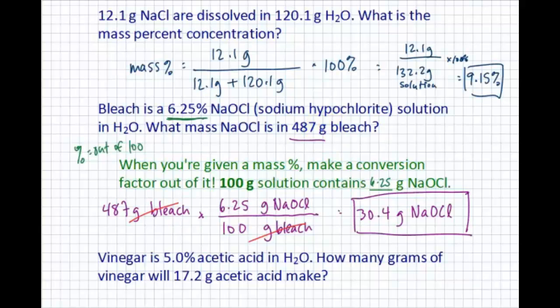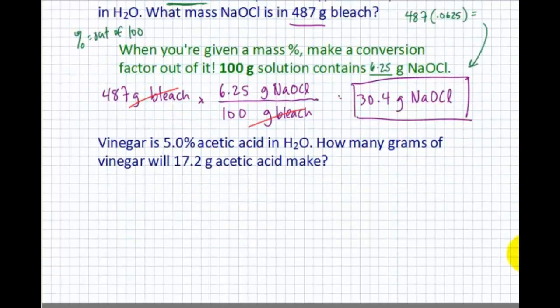Obviously, if you're good with math, you could just do 487 times 0.0625. Right? That's just the normal way of doing percents, right? 6.25% is 0.0625. Okay? So that's why you do percents in a math class, but here in a chemistry class, I think it's really nice to be able to cancel those units out. I mean, it's the same exact math. It's just nice to be able to have that sort of conceptual understanding of it.